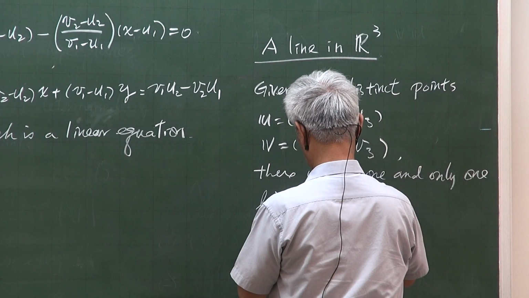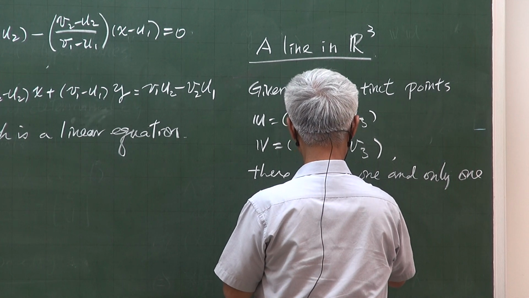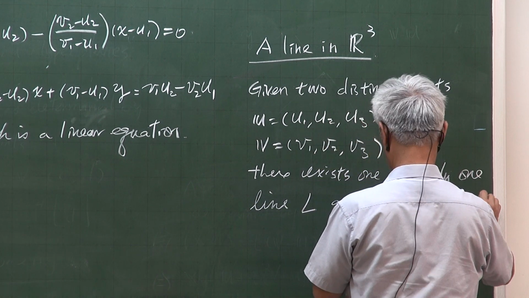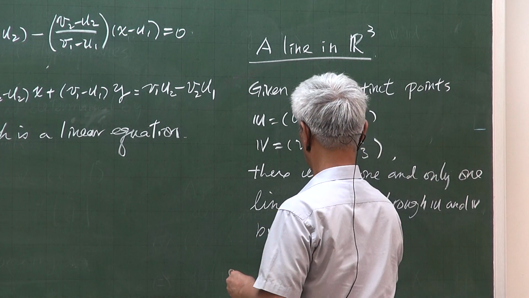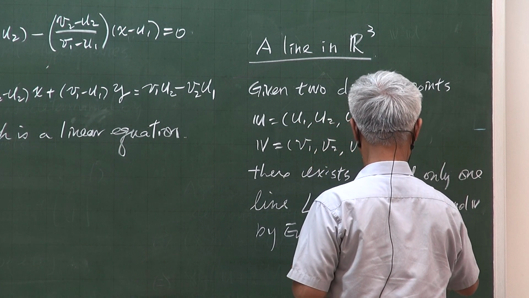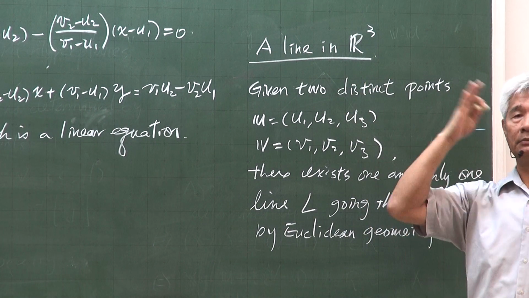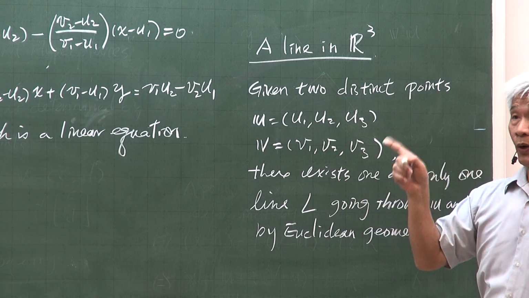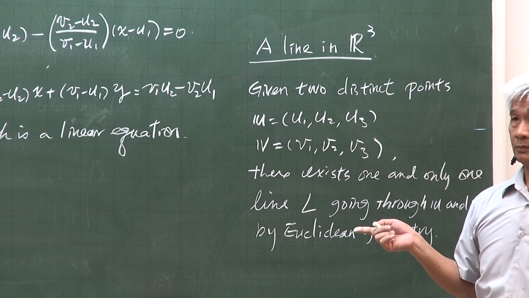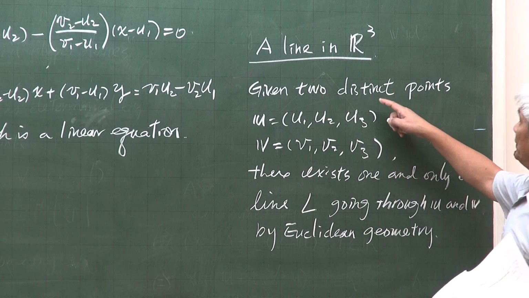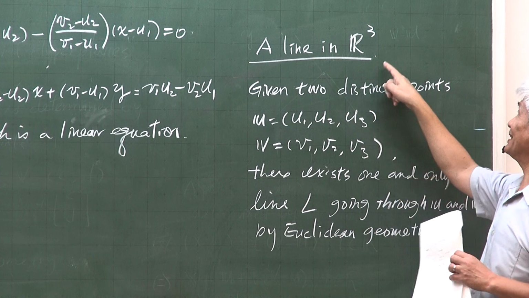Going through U and V, right? By Euclidean geometry. So basically, in n-dimensional space, an arbitrary n-dimensional space, not only three-dimensional or two-dimensional, two distinct points determine a line. This is exactly what Euclid told you more than 2,000 years ago. But I just confirm it again in a more elementary way.